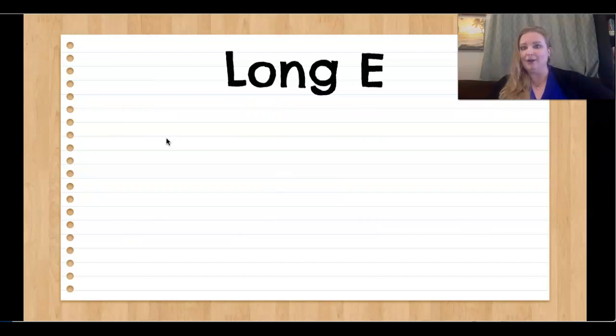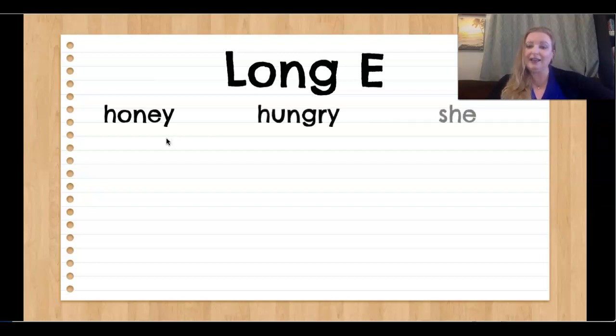But there's more. Honey has E sound, long E. Hungry and she. Can you find the long E spelling pattern? I told you we'd see that Y. Yeah, the EY when it's at the end of the word. That's important. The EY can say E. The Y when it's at the end of a word can say E.